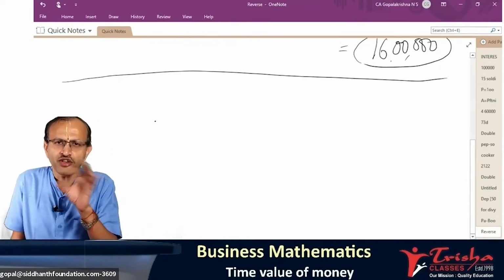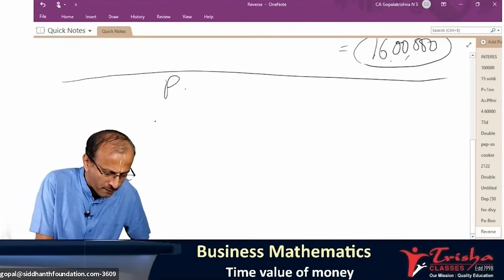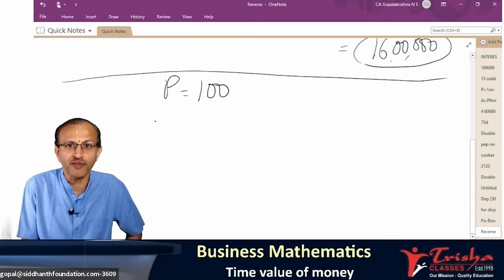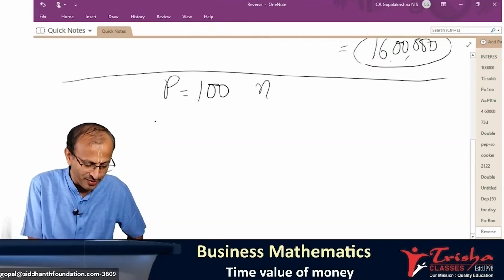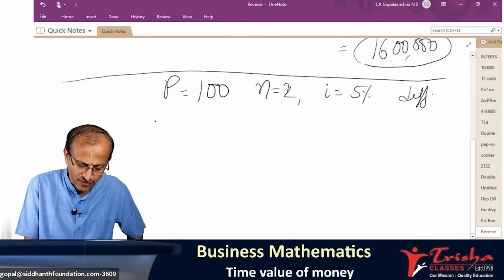Here, they have given you the difference. What is the principal? You don't know the principal. I will take my own number, principal 100. I will not take my own n; n is given there. n is 2, and I is equal to 5%. Let us work out the difference for this.